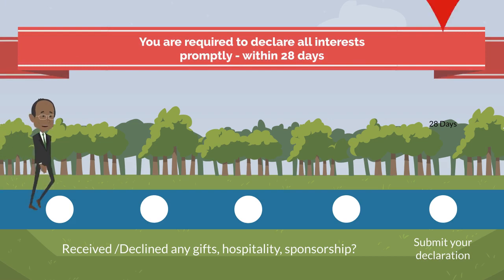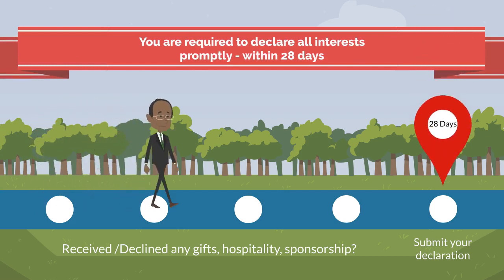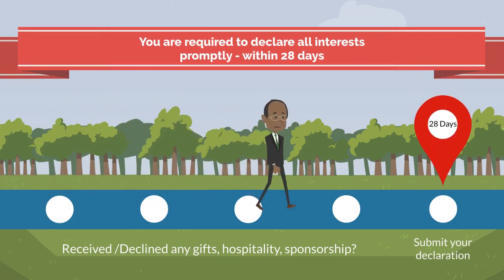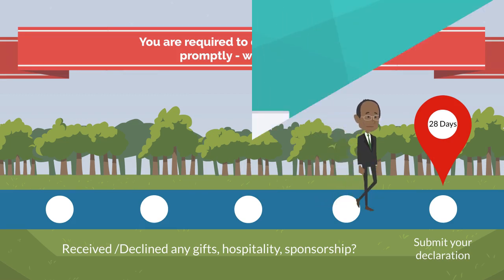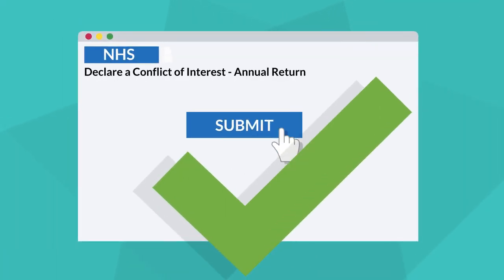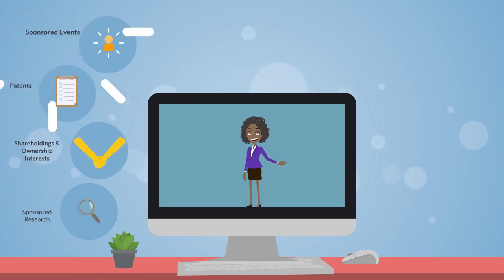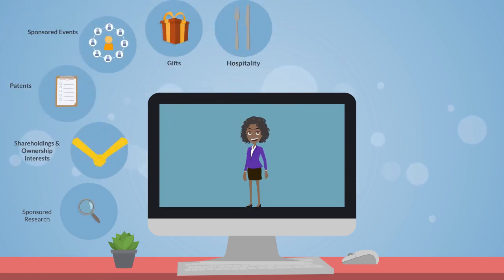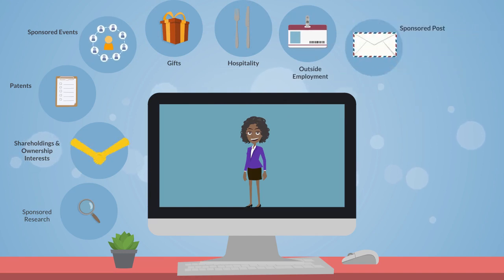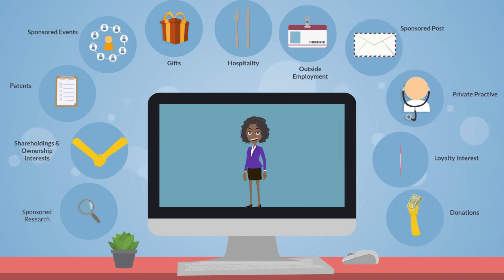You are required to declare all interests promptly, within 28 days. This includes the declining of any gifts or hospitality. Senior staff must submit an annual return. There are 11 categories to define conflicts of interest. These include gifts, hospitality, outside employment, sponsorship, and clinical private practice.